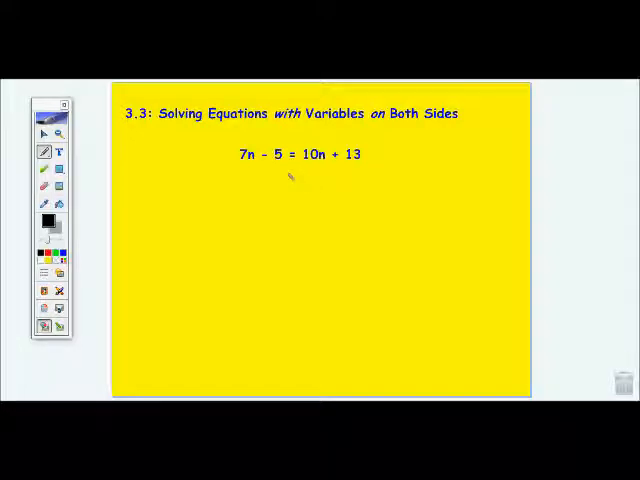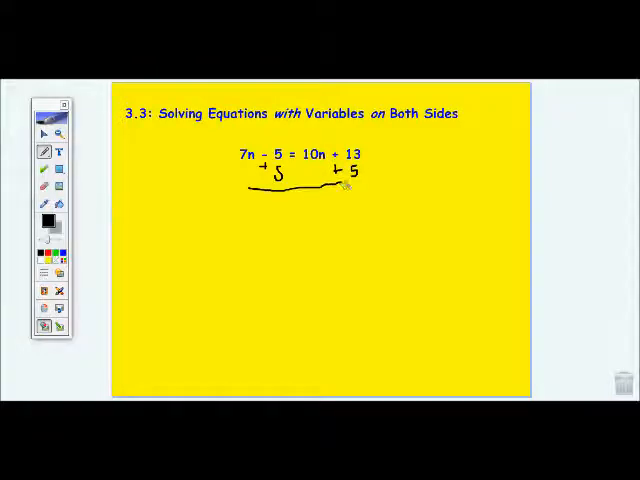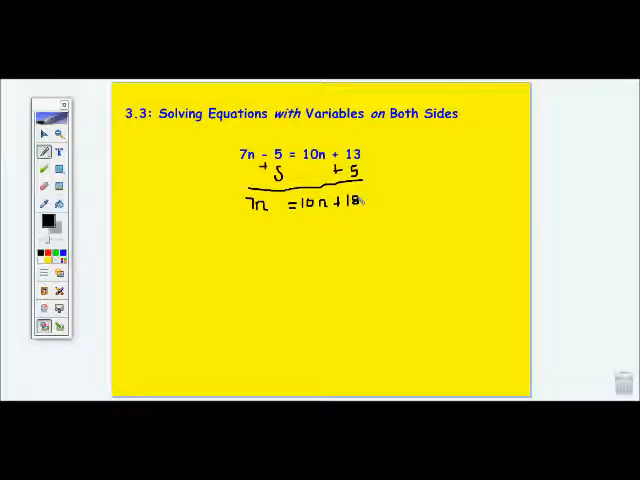The first thing I'm going to do is move my constant terms, and I'm just going to move it to the right first, because that's the way we had been doing it earlier. Writing with my finger again. Alright, this leaves 7n over on this side, and 10n, and then we have a positive 18. Same rules, practicing them again.